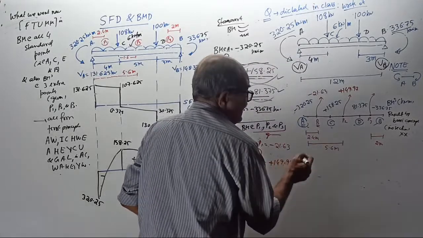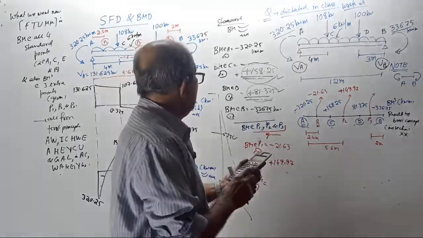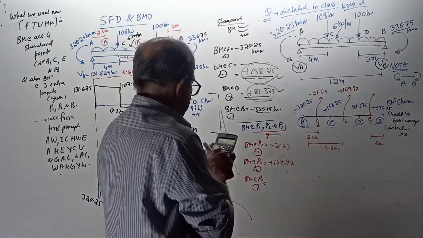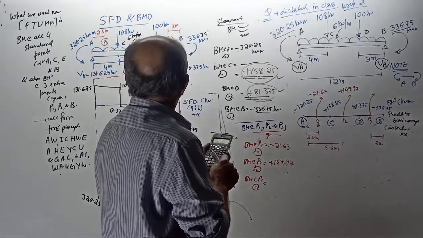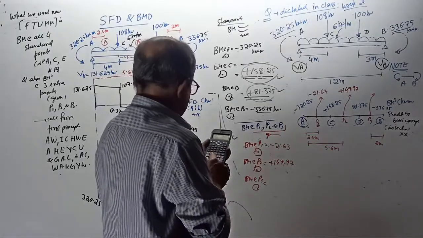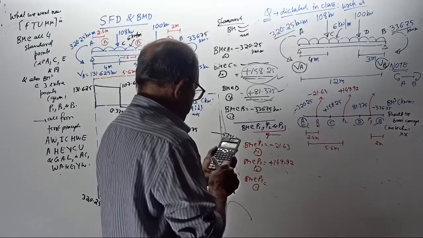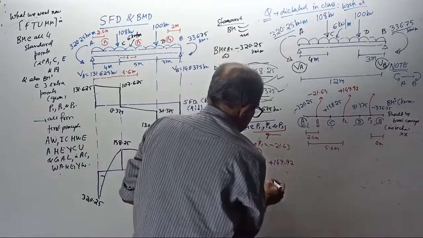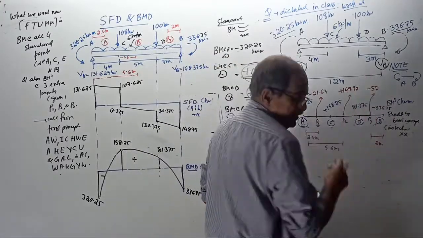I am not writing because this is BMD. My course is there to study. Last point, BM. Minus 336.75 plus 148.375 into 2 minus 6 into 2 into 1 minus 52. It is minus 52 is the answer.